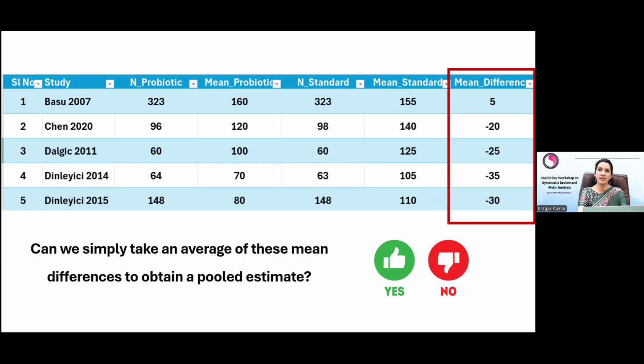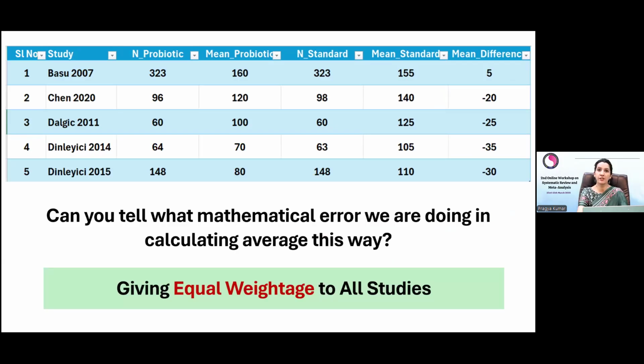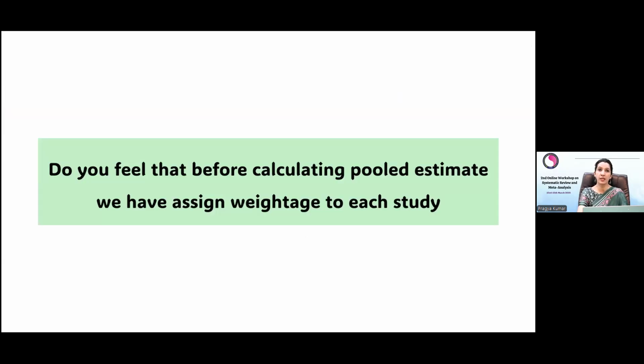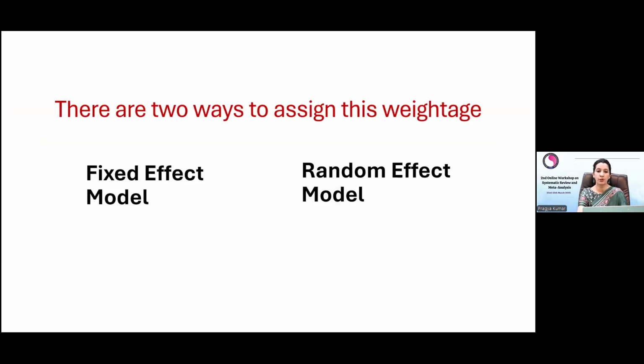Because in this case, we are giving equal weightage to all the studies. Whereas you will see in meta-analysis, there is something known as the weight of the study, which depends on the sample size and a lot of other factors also. That can happen only when we give equal weightage, but we don't give equal weightage to all these studies. That's how we calculate a pooled estimate. We give a weightage to all these studies, and there are ways to do it.